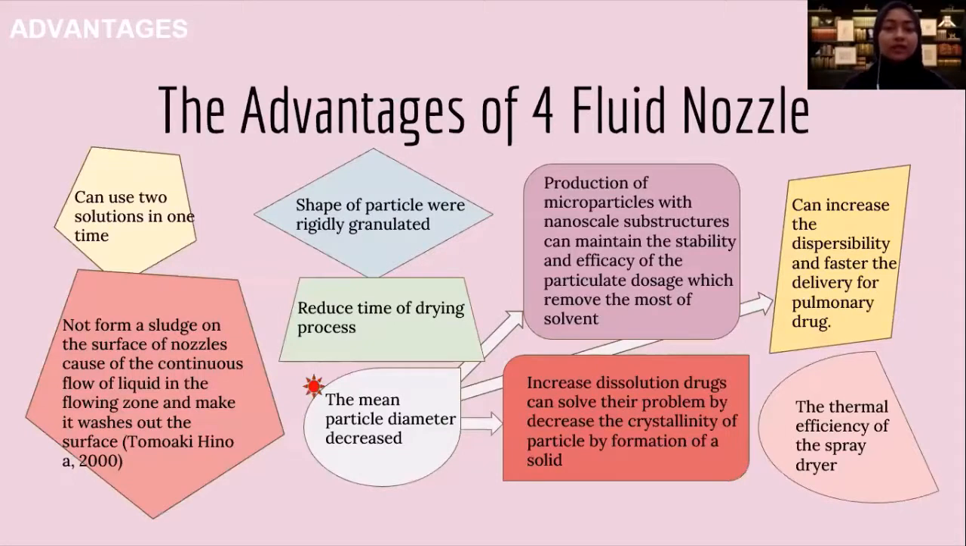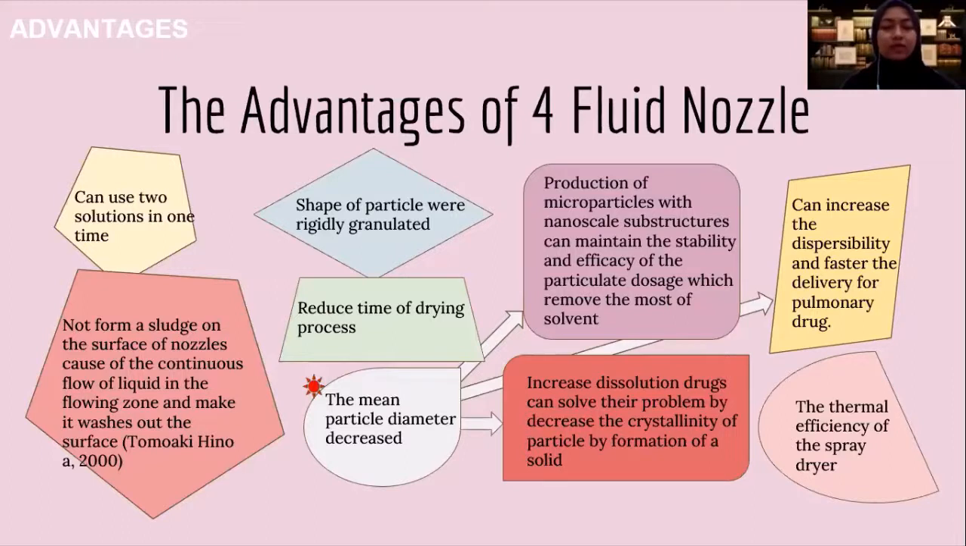Next, I will explain the advantages of the 4 fluid nozzle. The first one is that it can use 2 solutions at one time. As I mentioned before, there are 2 orifices only for the solution. Next, it does not form sludge due to the continuous flow of liquid in the flowing zone, which washes the surface. And then the shape of the particle will rigidly granulate. It reduces the time of the drying process, and the most important thing is the characteristic of the particle, which decreases in diameter.